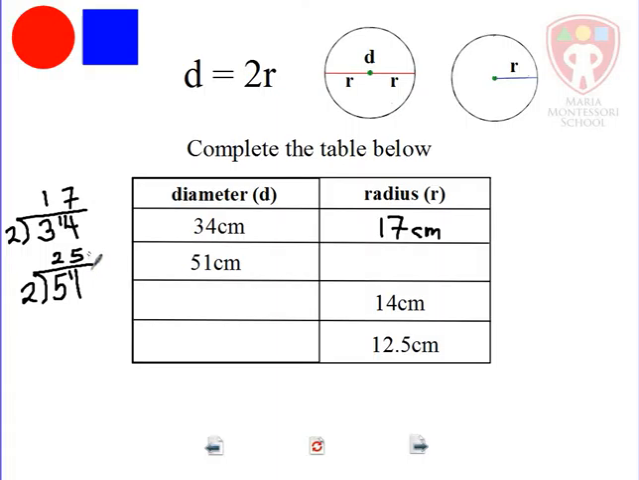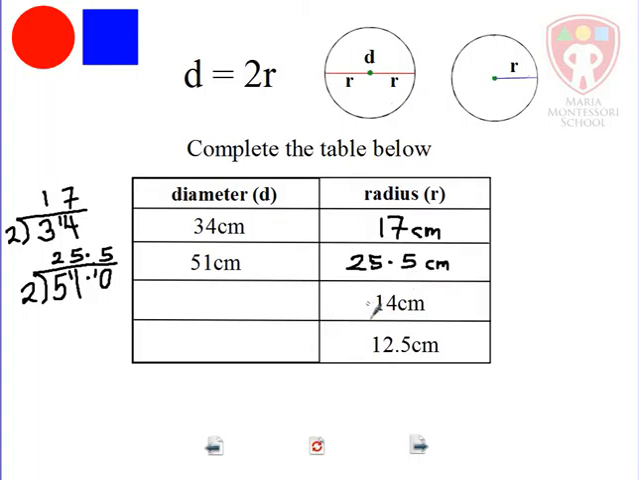What do we do? We know we should put a decimal point here. We're allowed to write any zeros we like after the decimal point in our number here. And we put the 1 here. That was our remainder. How many 2's are there in 10? 5. So the answer is 25.5 centimeters.